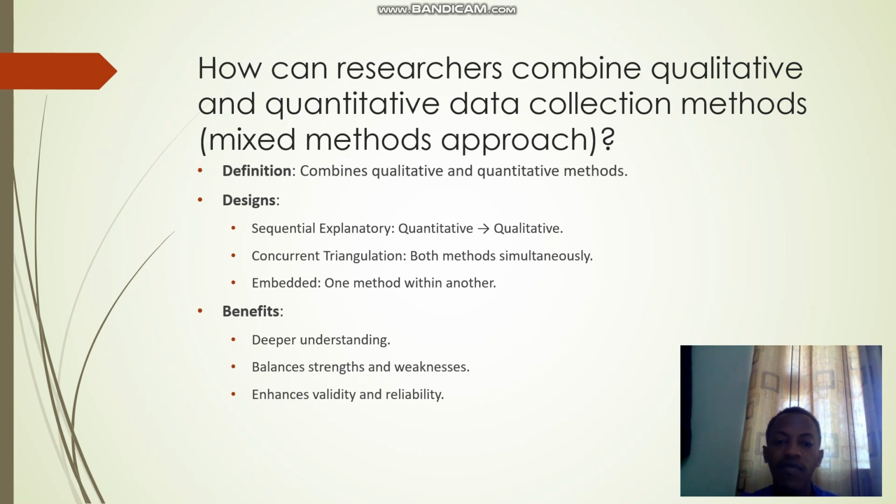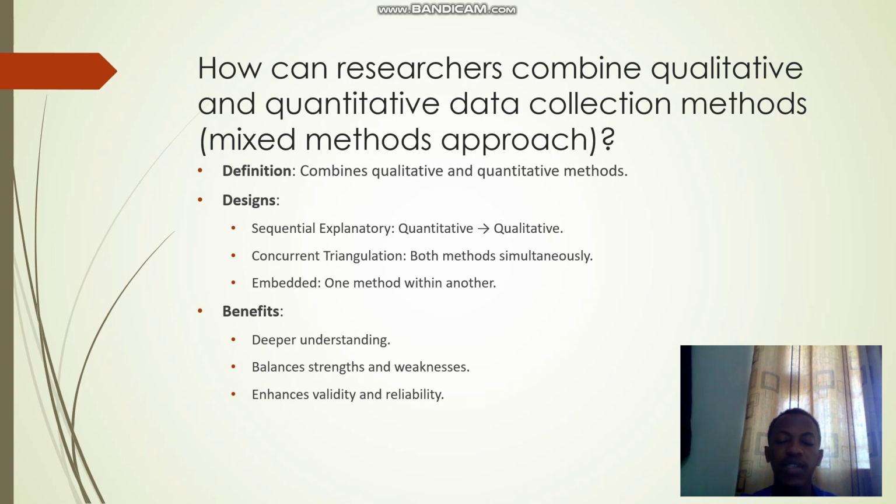Then the second one, we have the concurrent triangulation design, and in this approach, both the qualitative and quantitative data are collected at the same time, and the goal is to compare and cross-validate findings from both methods to ensure accuracy and credibility. We can give an example of a researcher studying employee engagement who might distribute a survey while also conducting focus groups to see if the results align or reveal different insights.